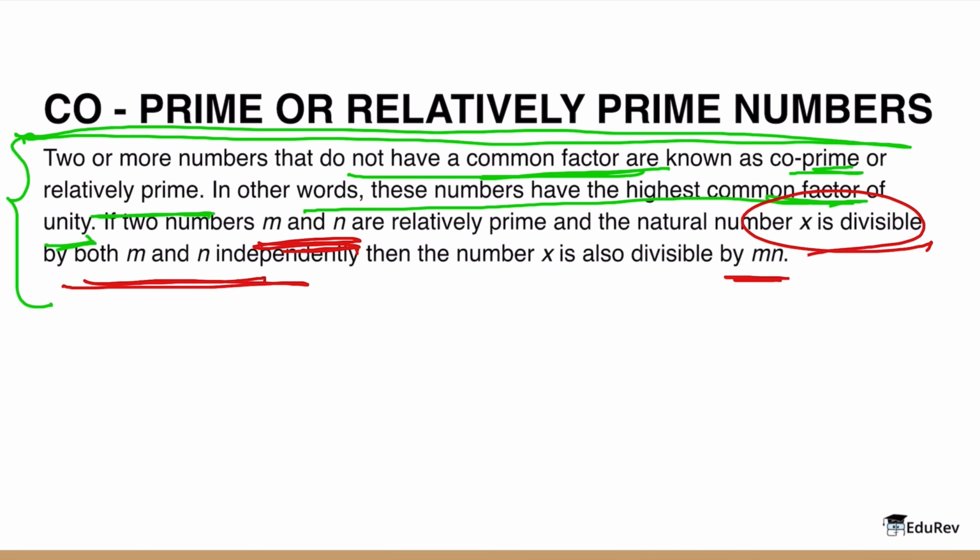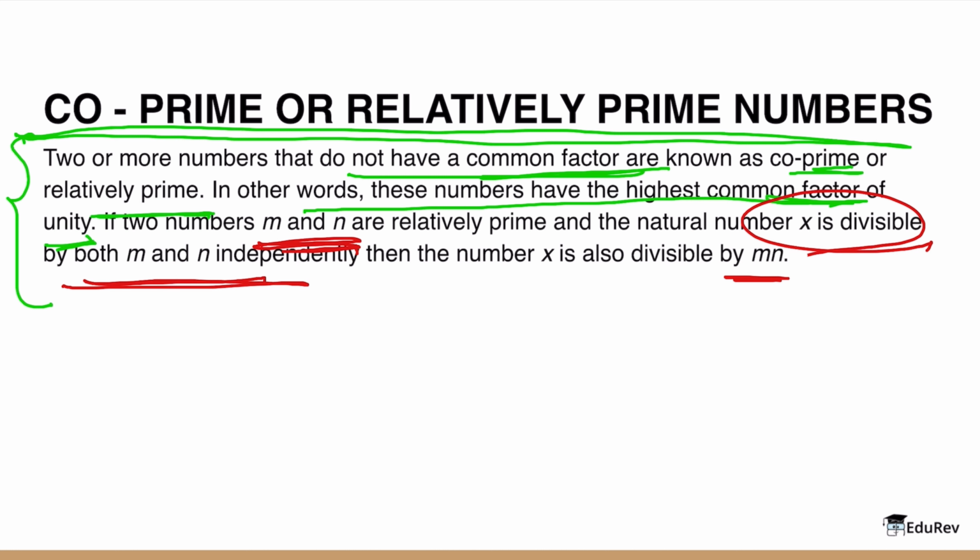Okay, so co-prime or relatively prime numbers. I'm going to read this again so that I have the satisfaction that you people have understood it. Two or more numbers that do not have a common factor are known as co-prime or relatively prime numbers. In other words, these numbers have the highest common factor of unity.